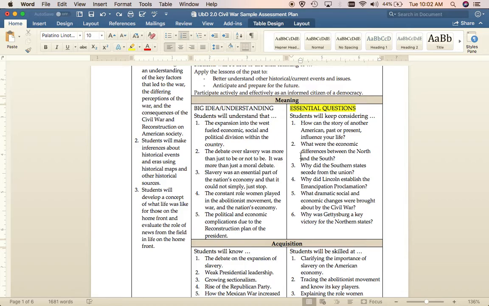Also, your essential questions should be applicable to other content areas when possible. So let's start here with this first one, because you'll see exactly that in this first essential question. How can the story of another American, past or present, influence your life? Easy peasy when you're talking about how this could be in U.S. history. Talking about the past, you're talking about history, her story, however you want to frame it. So that's easy. But how can you use this in other content areas?